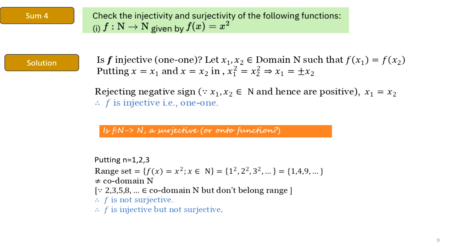f is not surjective. This is because if we take domain values as say 1, 2, 3, the range will be square numbers 1, 4, 9. Those natural numbers in the codomain which are not square numbers will have no pre-images in the domain, and hence f will not be a surjective function.